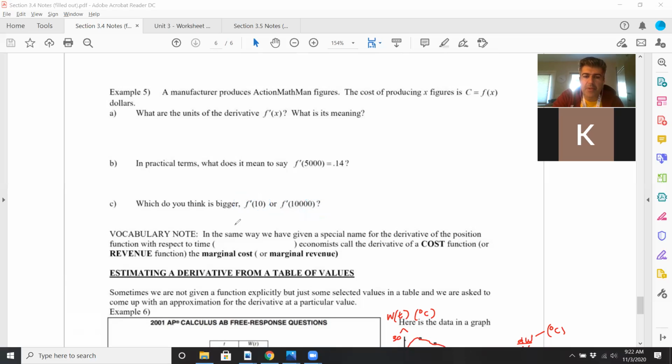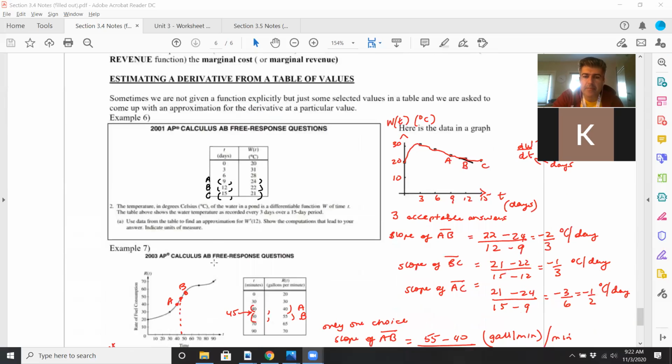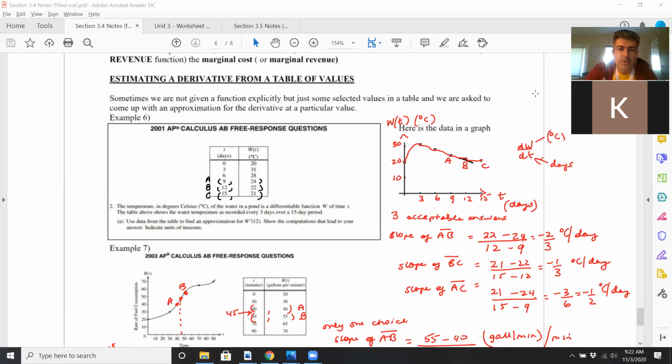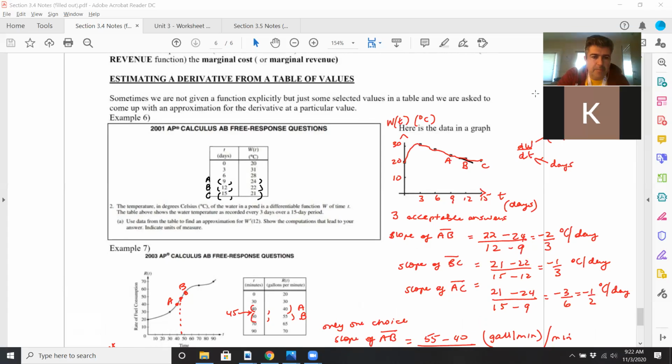The other part we're going to do in the breakout rooms are these AP style problems that involve tables. They love doing this on the AP exam. So this came from the 2001 exam. And here they're looking at temperature of water at a pond versus days. And so done over a 15-day period, and the intervals are nice to space out every 3 days. And they're asking for W prime at 12.